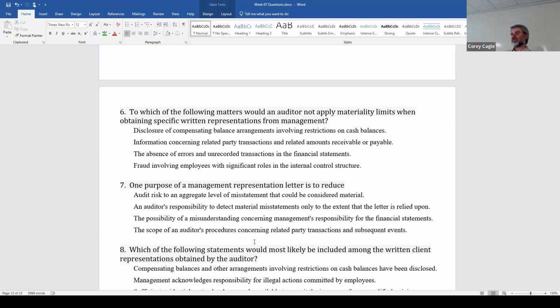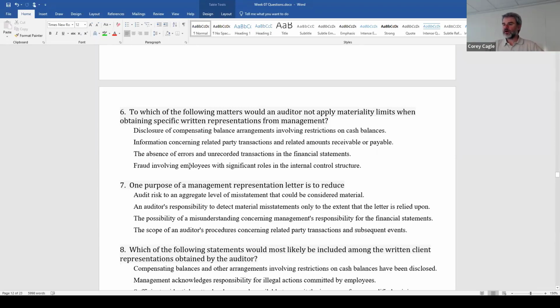On our exam, it was basically something like, which of these seemingly immaterial things would we consider to be kind of material? And it was a fraud thing. Any fraud would be something that would warrant our attention, even if the money involved was immaterial. That's certainly something we will have to deal with. So that's kind of the idea with number 6. They just relate it to the rep letter.